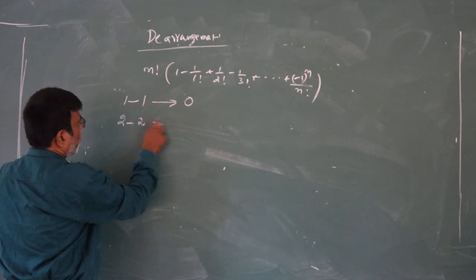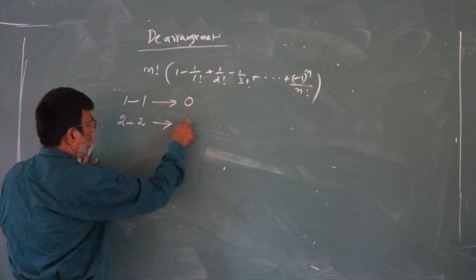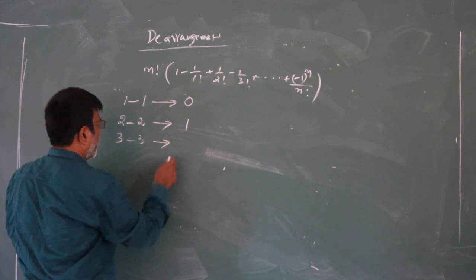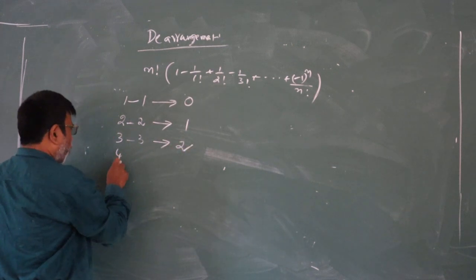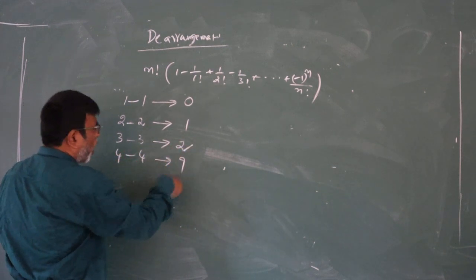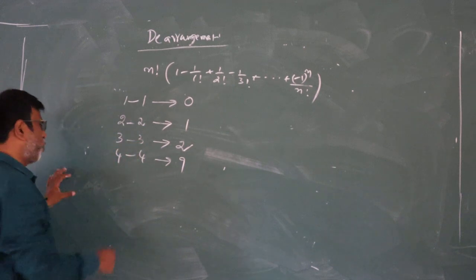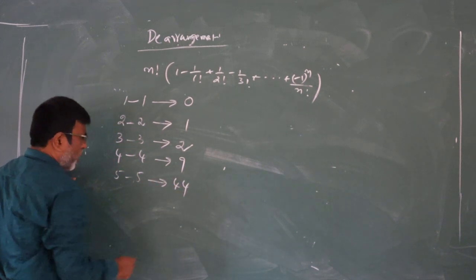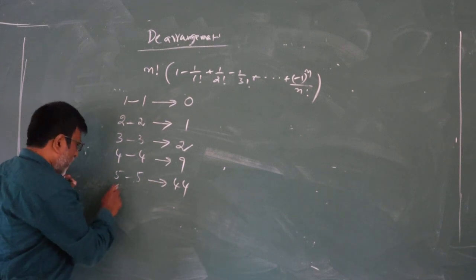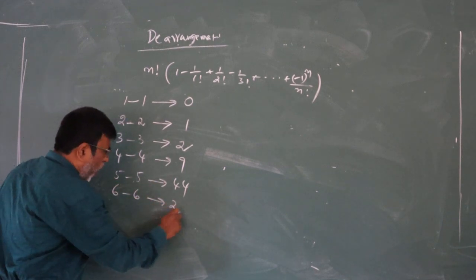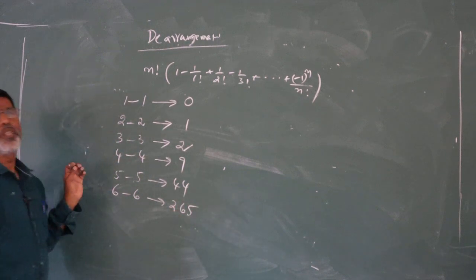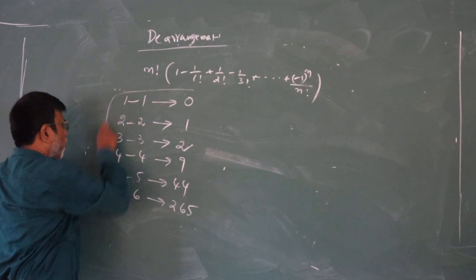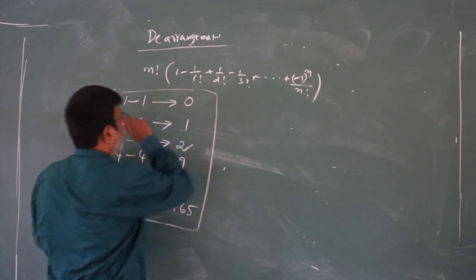2 letters, 2 envelopes, all placed wrong, that is 1 way. 3 letters, 3 envelopes, all placed wrong, that is 2. 4 letters, 4 envelopes, that is 9 ways. 5 letters, 5 envelopes, that is 44 ways. 6 letters, 6 envelopes, it is 265 ways. These are very important while solving the problems.